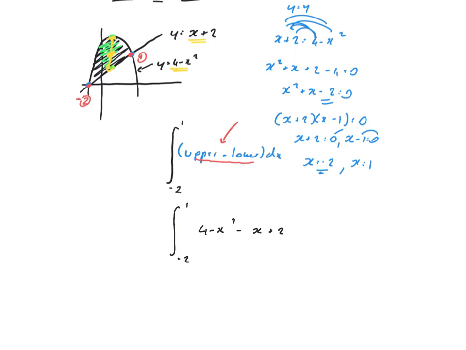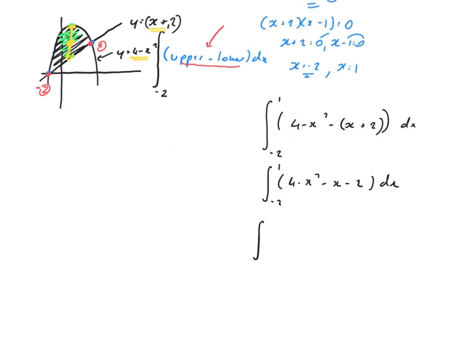Now since I'm subtracting something that's got multiple terms, I'll need to wrap a bracket around that. That's dead important. Okay, let's now open that up. That'll be 4 minus x squared minus x minus 2. And I'm just going to collect together like terms next. Okay, so between 1 and minus 2. Okay, so I've got 4 minus 2 is 2. I've got minus x squared and minus x, and I'm now going to integrate.